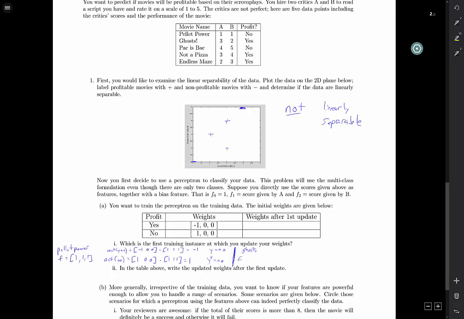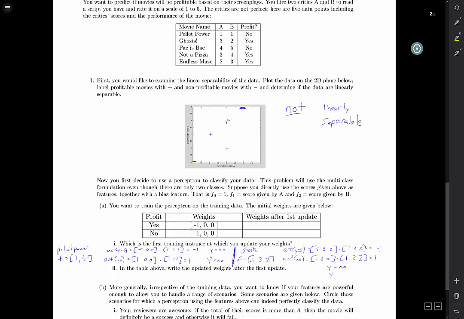And the feature f is 1, 3, 2. The activation of yes is the dot product between the weight vector, negative 1, 0, 0, dotted with the feature vector, 1, 3, 2, equals minus 1. And the activation of no equals the weight 1, 0, 0, dotted with the feature vector, 1, 3, 2, equals 1. So then I would say that y equals no.